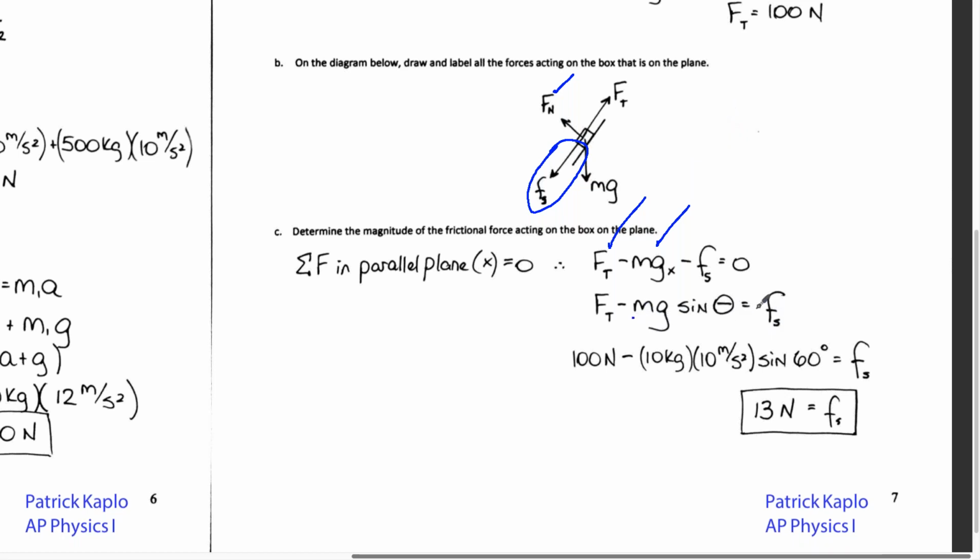So that's mgx, and then there's friction on here, and that's what we're looking for, and they all add up to 0 because it's not moving. So we just flip that onto the other side here. We add that over, and I think it's pretty straightforward. My initial assessment of the problem when I looked at it was, okay, that's pretty tough. But as it turns out, when you take a closer look at it, it's a pretty doable problem.